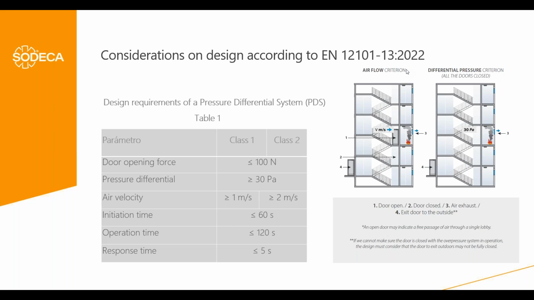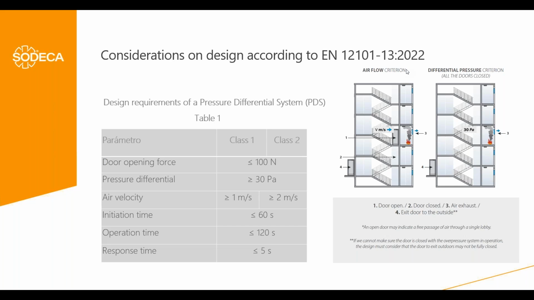There are also some requirements about the initiation time, the same that we have in the old part 6, and the same that we have generally for all the smoke control systems: 60 seconds. This is the time to have all the components in their operation position. And the operation time is 120 seconds, the time to achieve the 30 pascals in the door closed condition, or the velocity in the door open condition when the system is started.